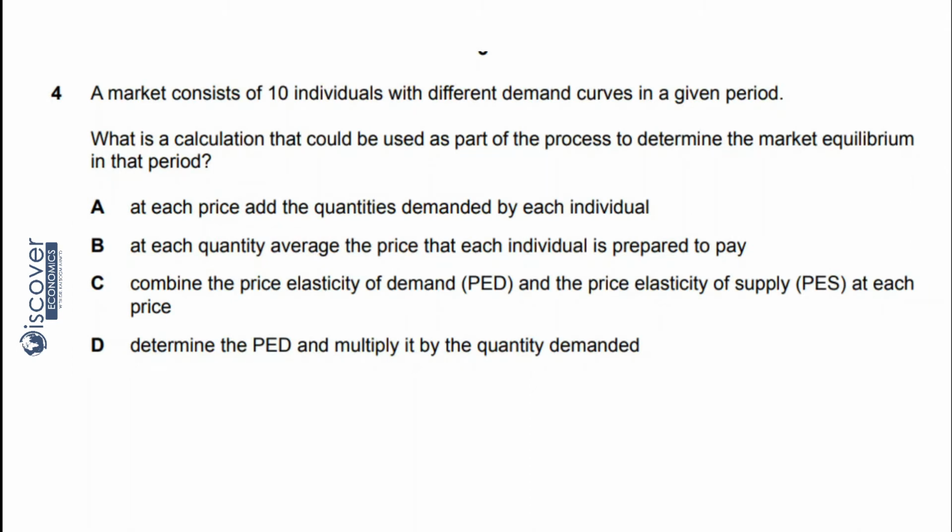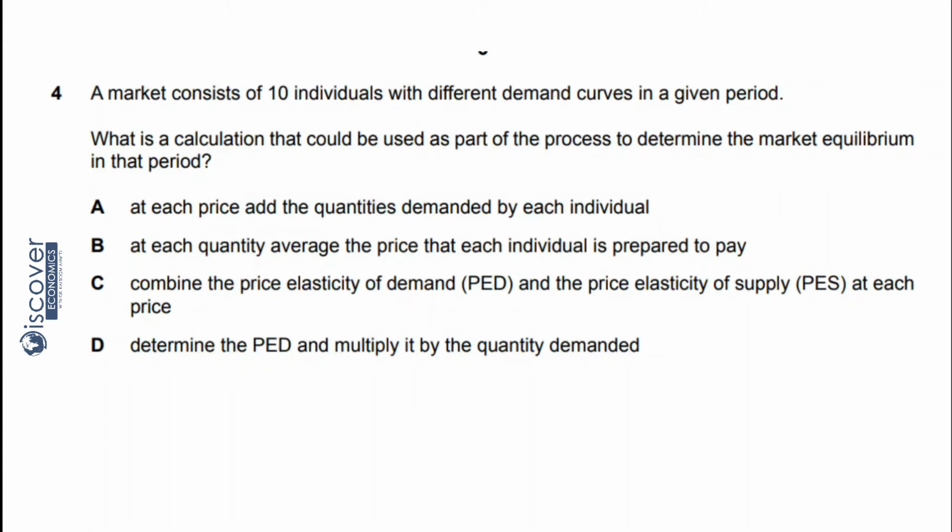So you are going to highlight that price, and at that price see how much individual A, B, C, D, E, F, G, H has demanded. So you are going to sum all the demand curves. Now let's see what the choices are. A: at each price add the quantities demanded by each individual. Yes, one single price and all the demands of the people at that price will be the answer.